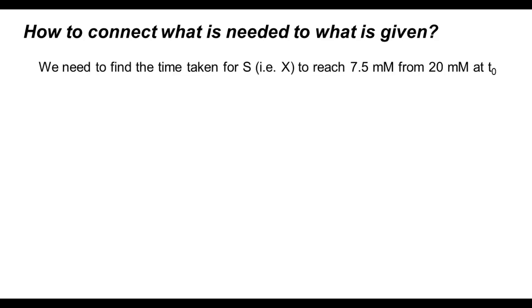How do we do that? We need to find the time taken for S, our toxin X, to reach 7.5 millimolar from 20 millimolar at initial time, right? If that time happens to be more than 30 minutes, yes, there will be 7.5 millimolar or more when 30 minutes are up. If the time happens to be less than 30 minutes, no, the medium will not contain toxic amounts.